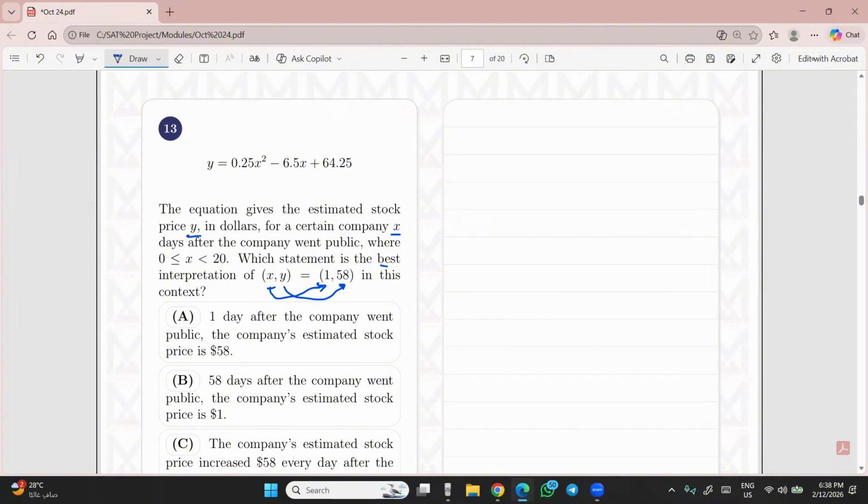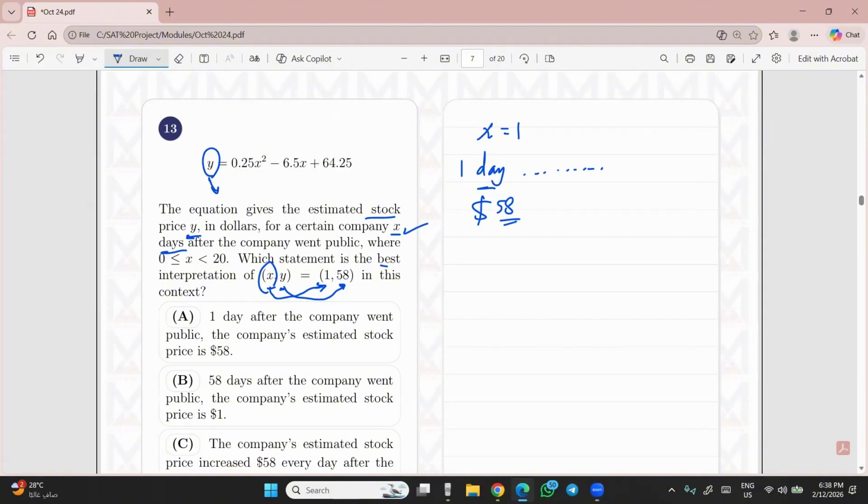So if we want to get the interpretation correct, we need to consider x as equal to 1. So instead of saying x days, we say 1 day. As the question says, x is the number of days after the company went public, so we can say 1 day after the company went public. And then we get the y, and y is equal to 58, and y here is always the equation itself, or the final value of y that gives the stock price, y in dollars. So we can say that we have $58 as the stock price. So the stock price is $58 1 day after it went public.